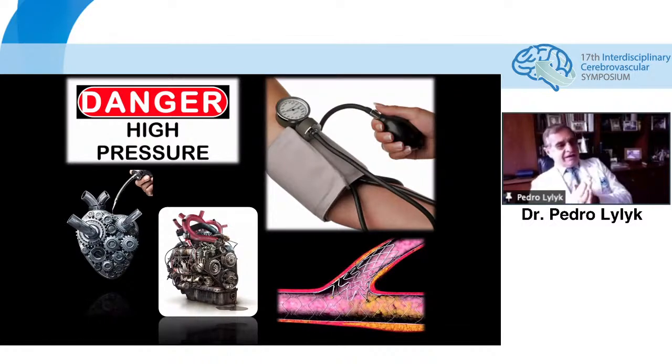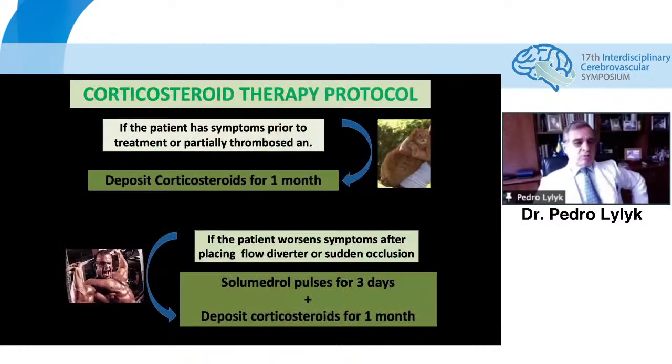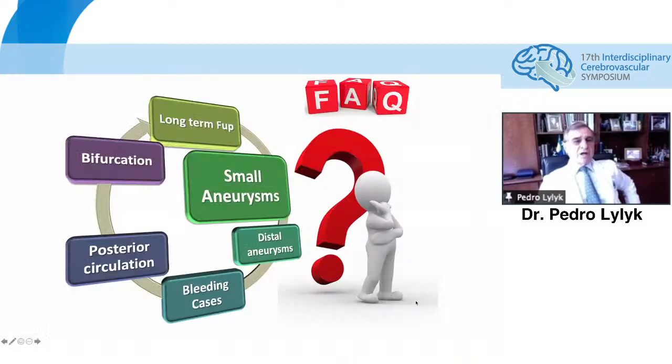One thing that we pay a lot of attention to in the follow-ups, in our protocol for those giants, is the arterial blood pressure. I think this is one of the problems. So we use steroids in some of the patients that came already with symptoms, or when the symptoms worsen: we use Solu-Medrol for 3 days, and after that we keep them on depot steroids for 1 month.